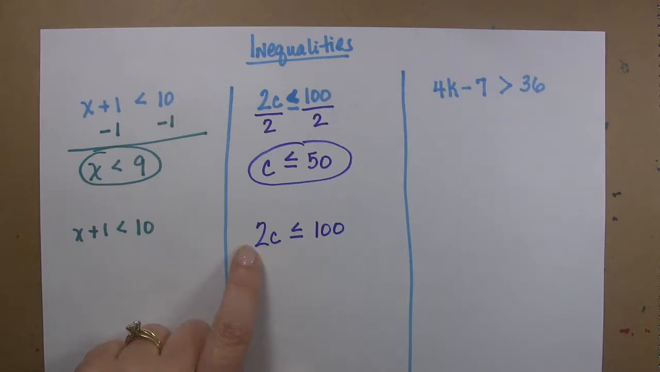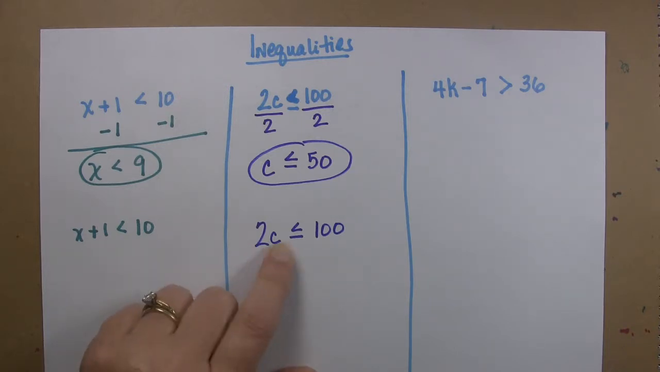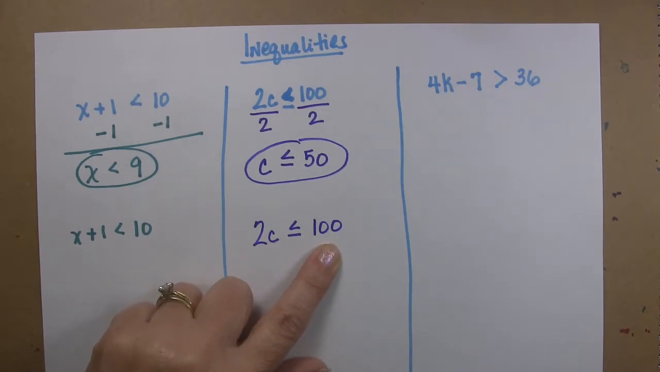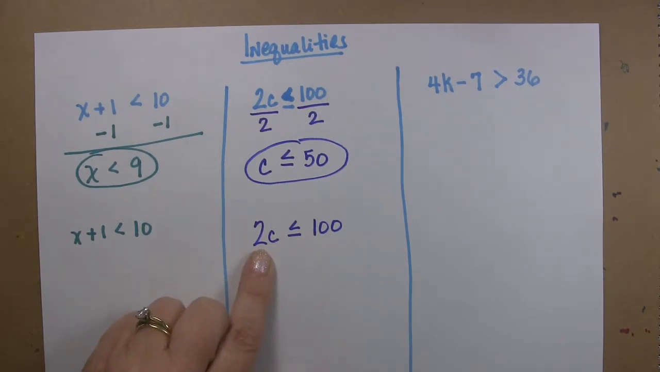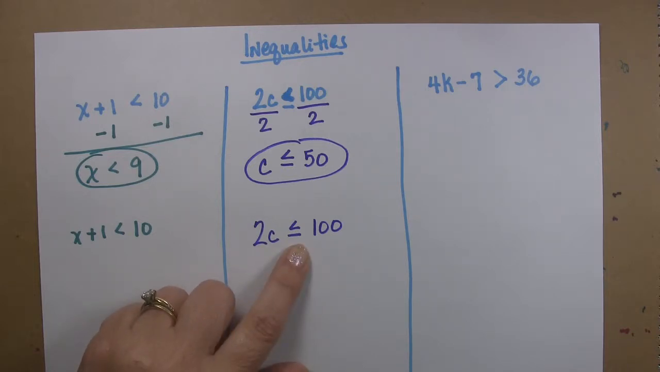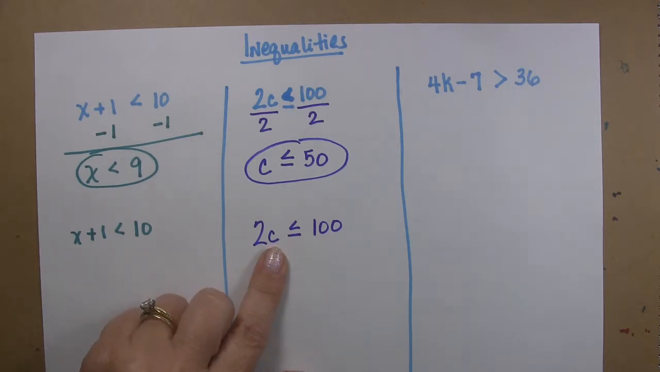Let's put a 0 in. 2 times 0 is 0, and that is less than 100. So yay for us. Let's put in a bigger number. Let's put in 100. So 2 times 100 is 200, which is not less than 100. So bigger numbers don't work.